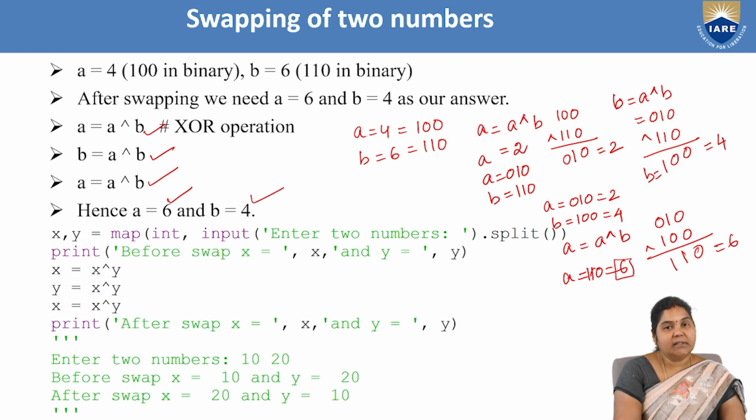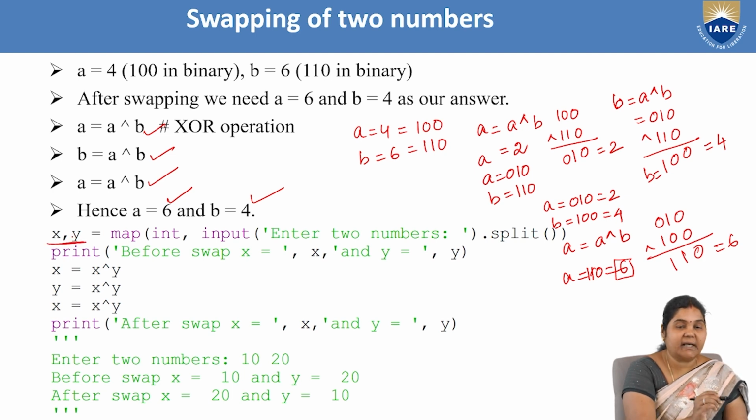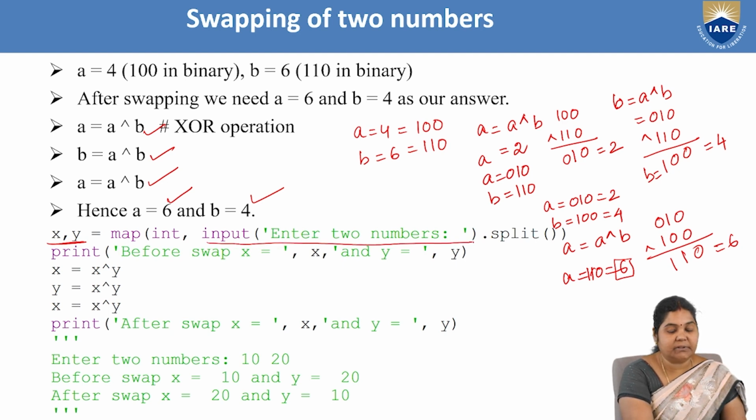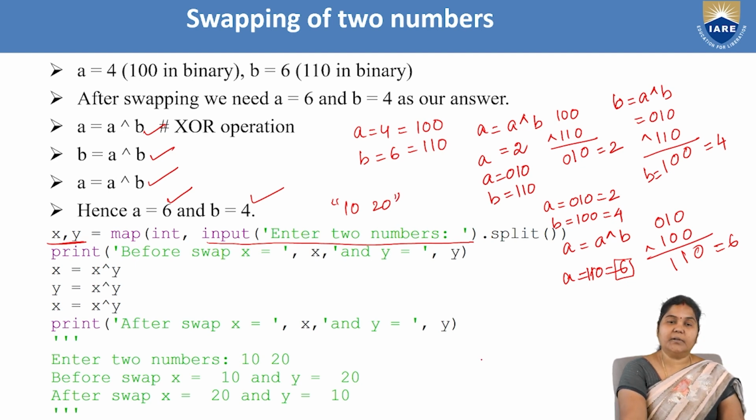Now it is simple to just convert into any programming language. First let us see how to do it in Python. First of all, you have to read two numbers, x comma y is equal to, we have used a map function here. So at a time we are reading two numbers. Let us say 6 and 4 we are reading, or 10 and 20. It looks like this, 10, 20 as a string. Anything you read from the command prompt will look like a string.